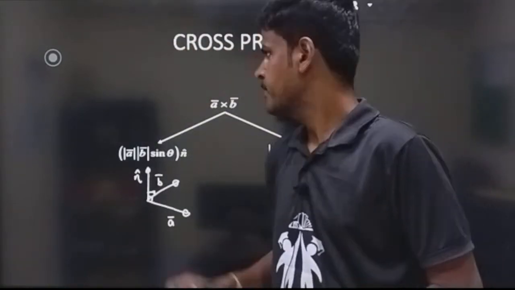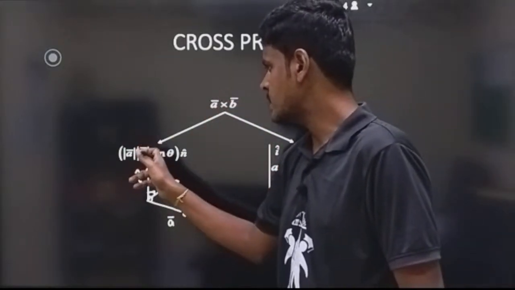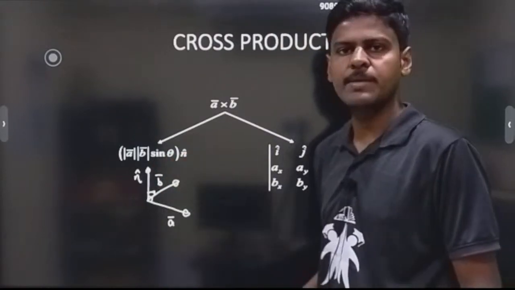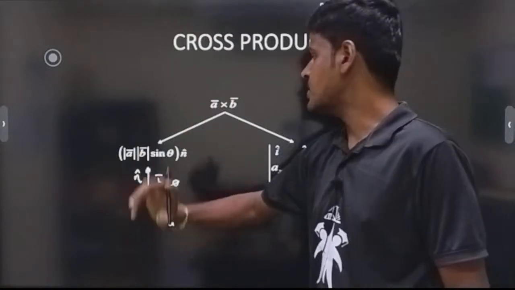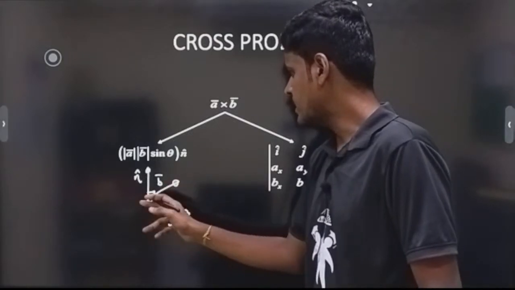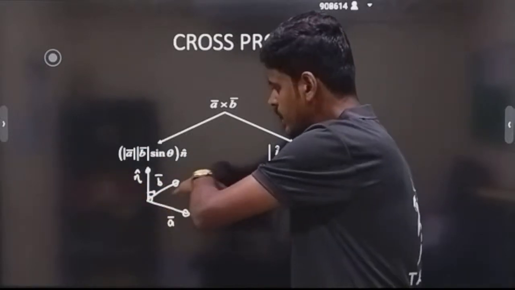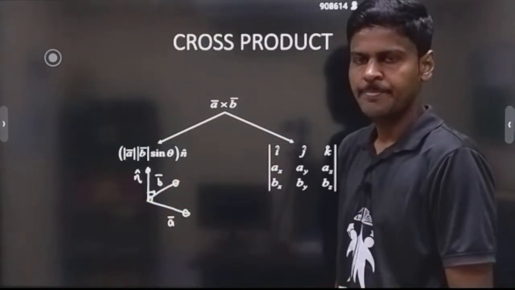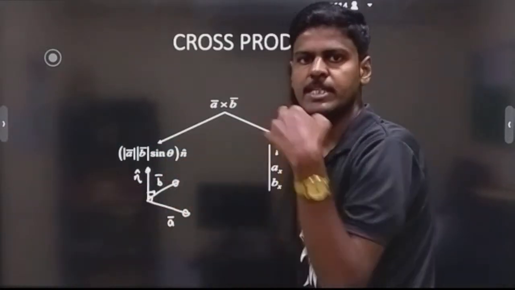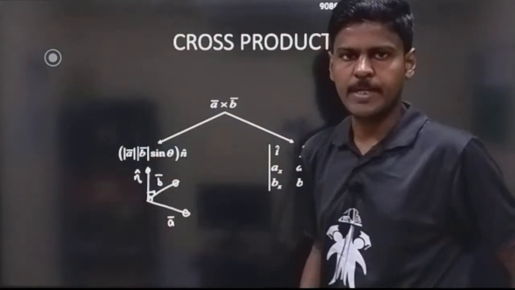Cross product is defined as A vector cross B vector, and its formula is given by modulus A modulus B sin theta into n cap. And what is this n cap? N cap is nothing but the unit vector in the direction that is perpendicular to both A and B. You can see from this figure, A vector and B vector are two vectors acting in this direction, and n cap is a vector which is perpendicular to the plane containing both A and B. That means it is obviously perpendicular to both A and B vectors, right? So this is what cross product is.